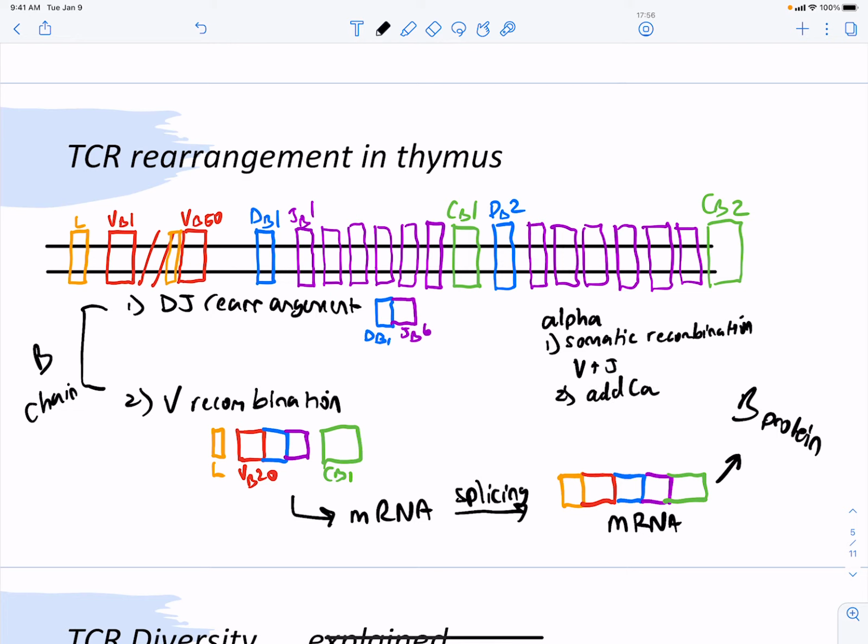You get constant alpha, and then you get your messenger RNA, and then you get your alpha protein. And then together, both of these will make your T cell receptor.